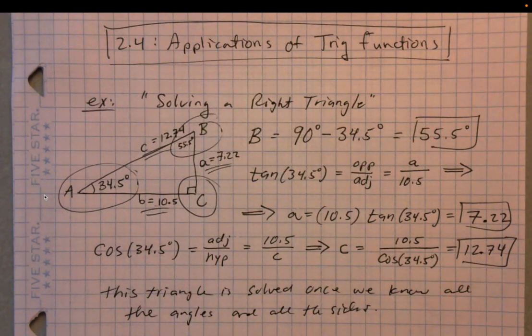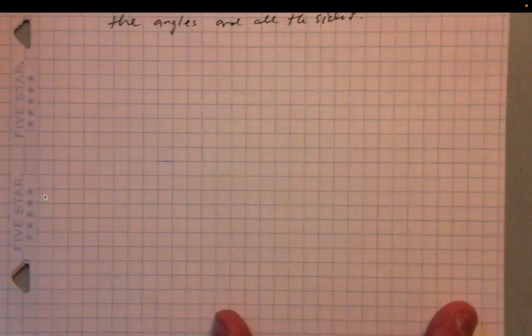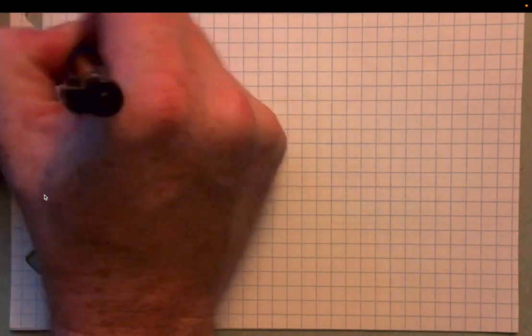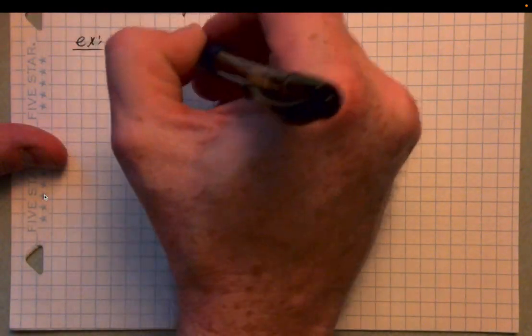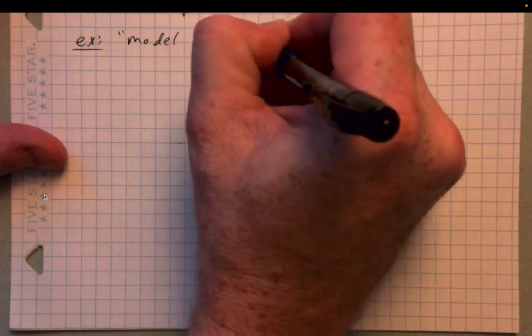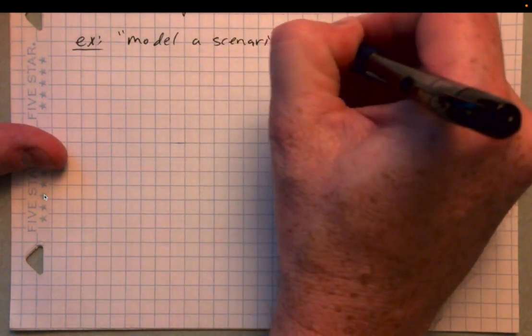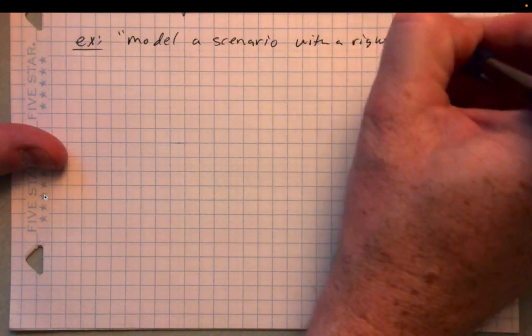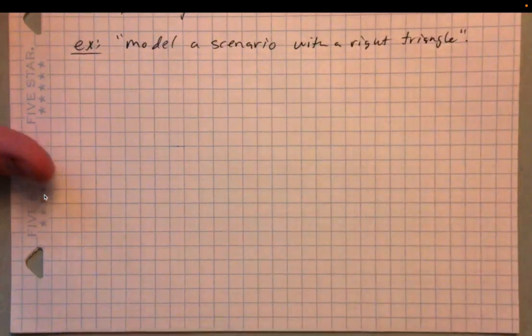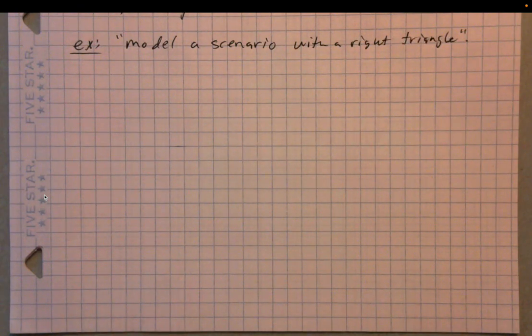And so as you can see, anything you can model with a triangle, being able to solve the triangle is going to help with deriving a solution for anything that can be modeled using a triangle. Okay, and so our next example is going to be just that. We're going to model a scenario with a right triangle. Okay. So example 2 is going to be a model where we use a right triangle.